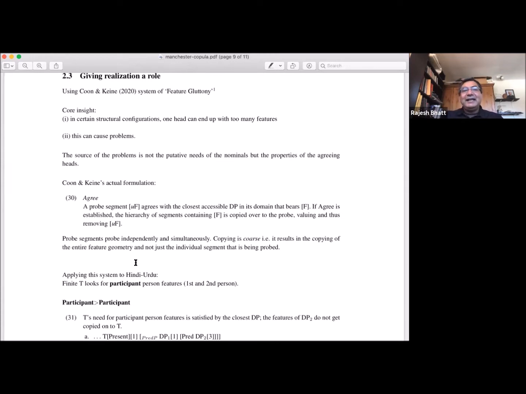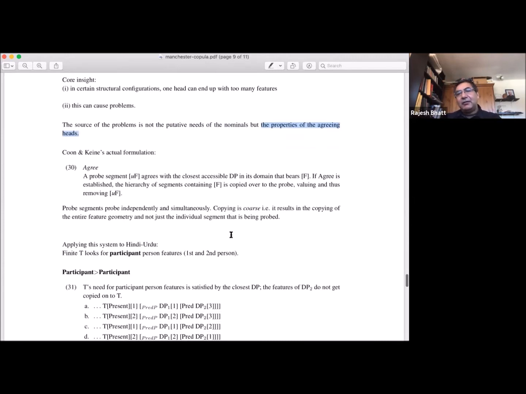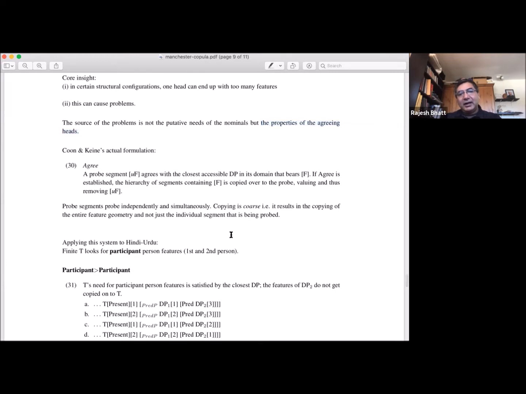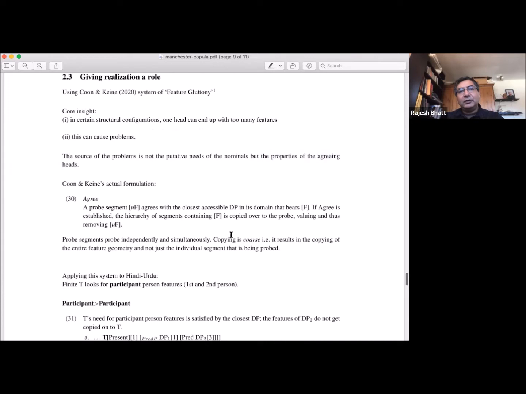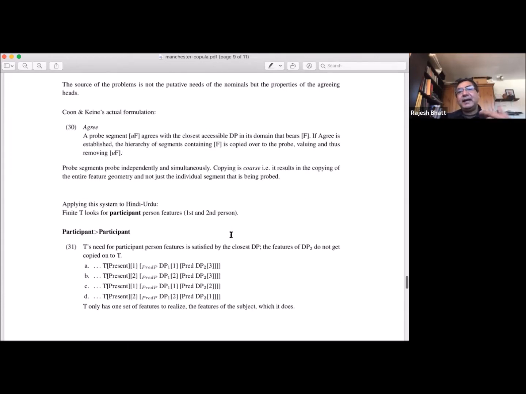So their idea is the following. The background of all of this is that licensing is not the problem. The problem is that in certain structural configurations, one head can end up with too many features. And this can cause problems. It's deceptively simple, that is basically the idea. So the source of the problem is not the putative needs of the nominals, but the properties of the agreeing heads. There are technical details here. We will not go into that, but I'm going to walk you through how the system works for the Hindi data and how it deals with the realization facts.